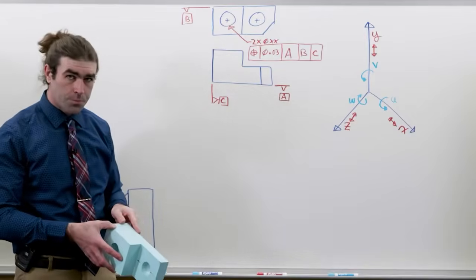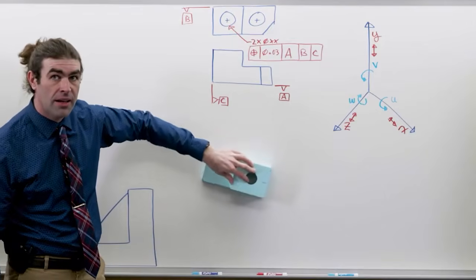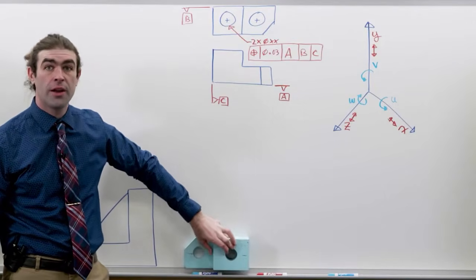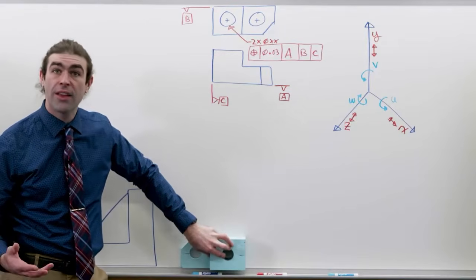Datum B, we're going to, while it's constrained to datum A, constrain it to another surface. If you notice, you can hear it, 1, 2 points of contact.